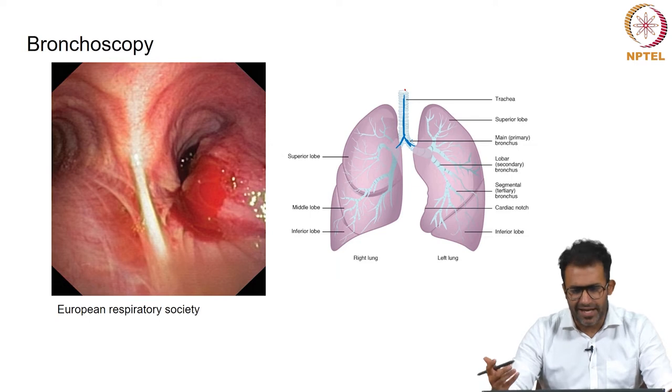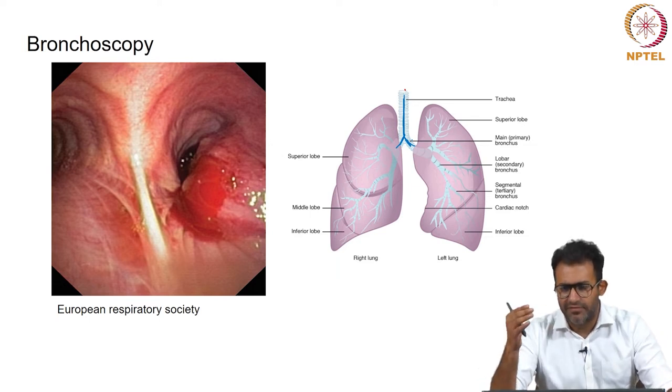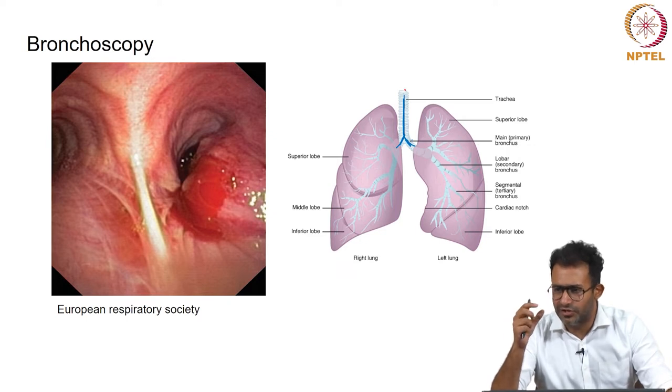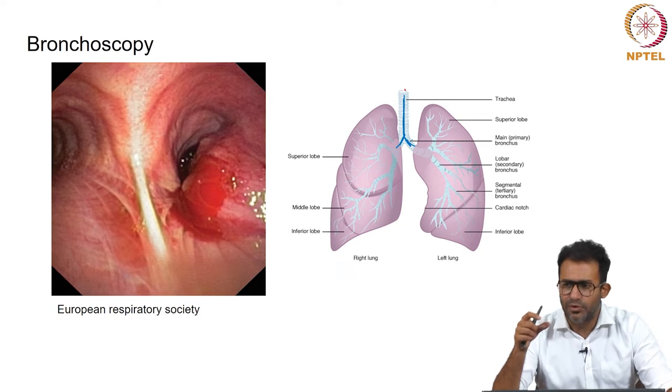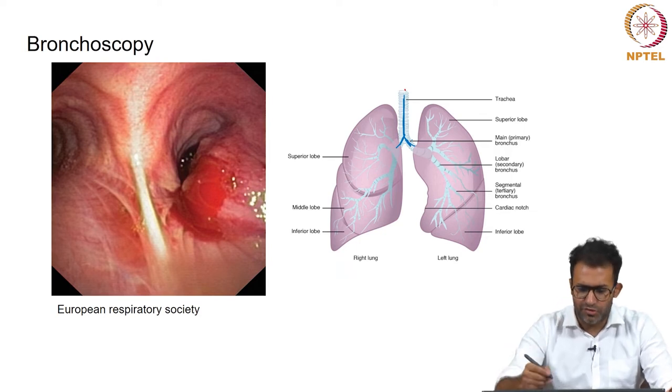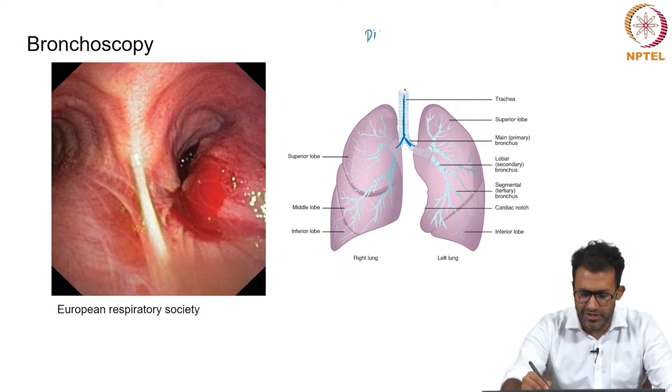Like any form of endoscopy, it can be either diagnostic or therapeutic. When I say diagnostic, it means you're trying to diagnose or find out what the problem is. When I say therapeutic, I mean I'm trying to treat the problem. So bronchoscopy can also be diagnostic or therapeutic.